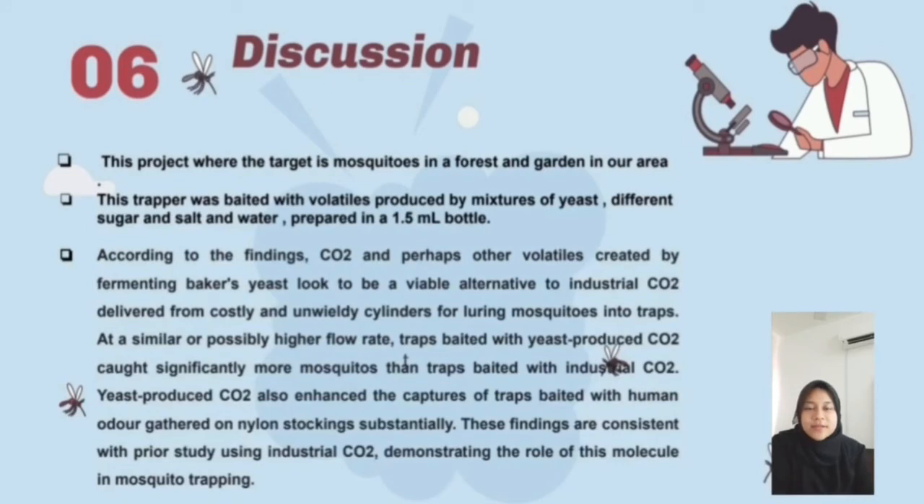Now we move to the discussion in this project, which is the mosquito trapping experiment we conducted, where the target is mosquitoes in the forest and garden in our area. This trap was made with volatiles produced by a mixture of yeast, different sugars, salt and water. Prepared in a 1.5 ml bottle, the result observed was shown in the graph above.